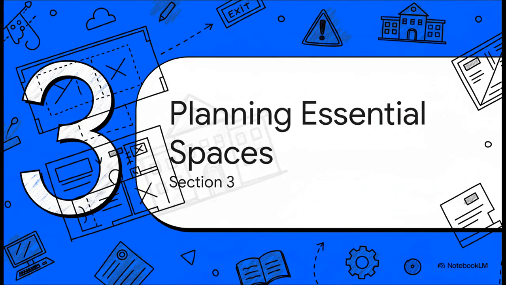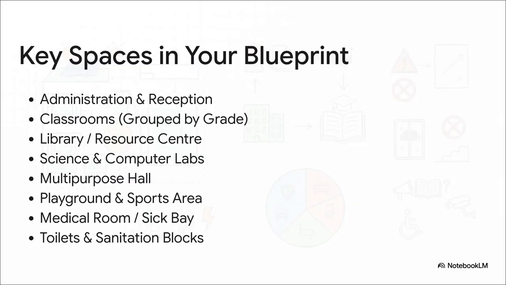Okay, principles are great, but let's get down to brass tacks. We're moving from the why to the what. Let's start mapping out the actual rooms and spaces that every school absolutely has to have. Now, this list covers the essentials for pretty much any school, but the magic is in the placement. Your admin and reception have to be right at the entrance. That's your control center. It's a great idea to group classrooms by age, creating a junior wing and a senior wing. And you want your medical room to have super easy access from the outside, just in case an ambulance ever needs to arrive quickly.